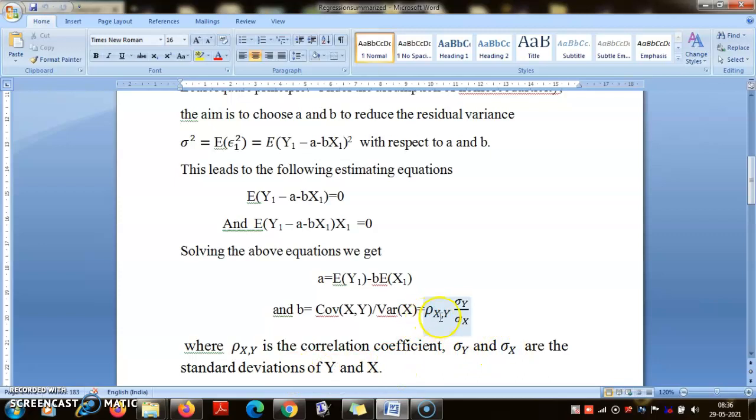Now you remember that the correlation coefficient varies between -1 and +1. So what will be the range of b? Will it be varying between -1 and +1? Definitely not, because if y varies more than x, then this ratio can be more than 1 or less than -1. So the absolute value of b can be more than 1 if sigma y is more than sigma x, right?